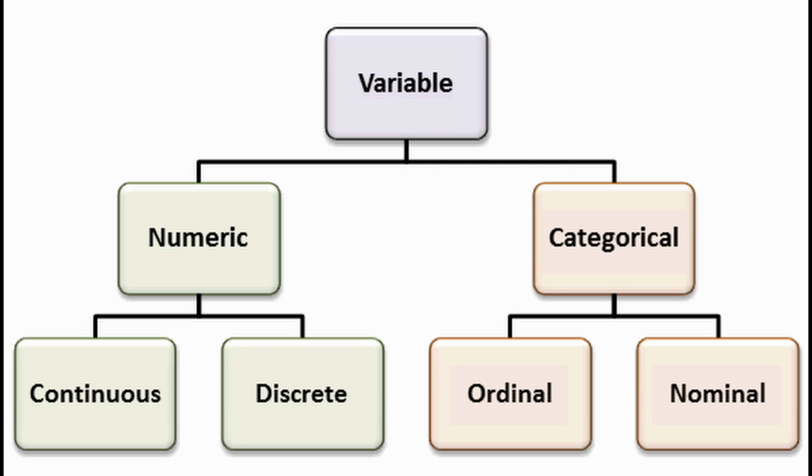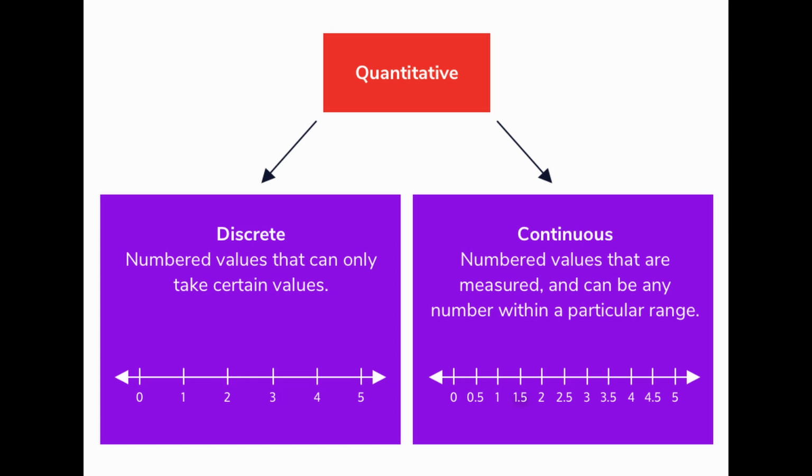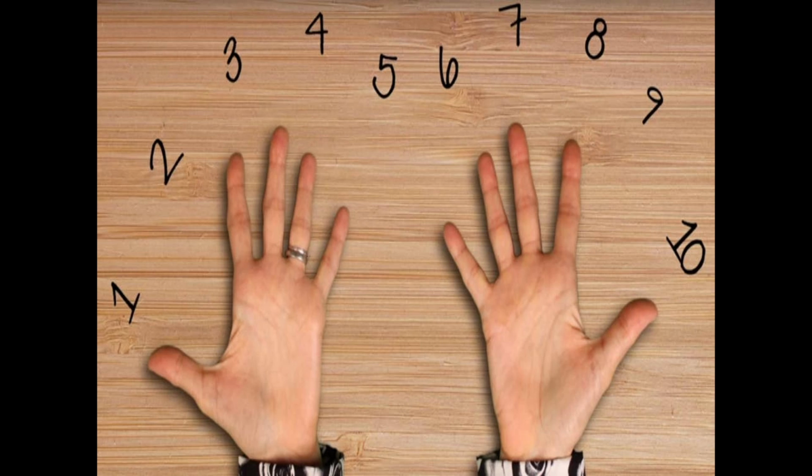In this video, we will learn about different variables and data types. There are continuous variables and discrete variables. Discrete variables are variables that can only be in specific amounts. For example, we count fingers in whole numbers.